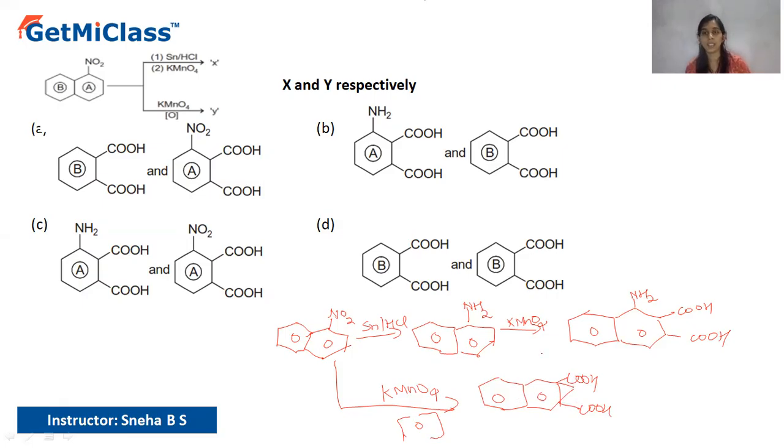And the naphthalene group is there. So therefore, one is the COOH groups with NH2, another one is the benzene ring with two COOH groups. Therefore, option C is the correct answer. Option C is the correct answer for the above question.